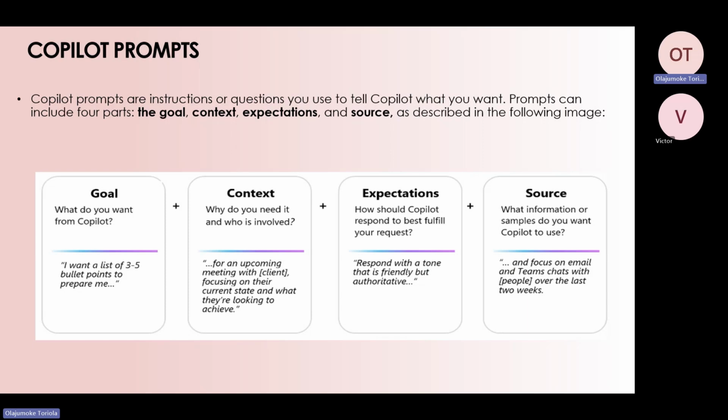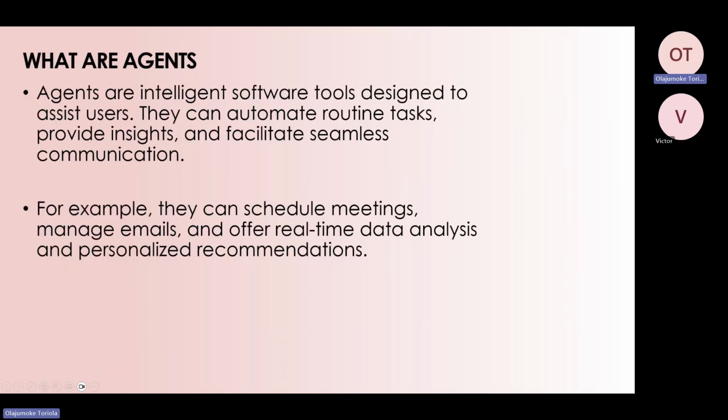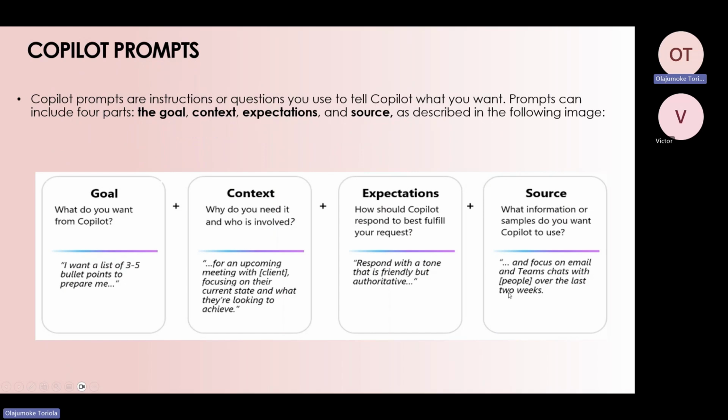An example is what we put there. When you are talking about goal: I want a list of 3 to 5 bullet points to prepare me. That's your goal. Then the context is an upcoming meeting with a social client, focusing on their current state and what they're looking to achieve. And then the expectation is that you ask Copilot to respond with a tone that is friendly but authoritative. And where should Copilot search for this information? You say focus on my email and Teams chat with the person over the last 2 weeks. If you put all these things together, you will see that you have come up with a very intelligent prompt for Copilot.